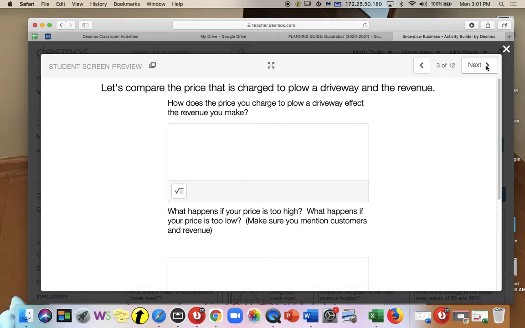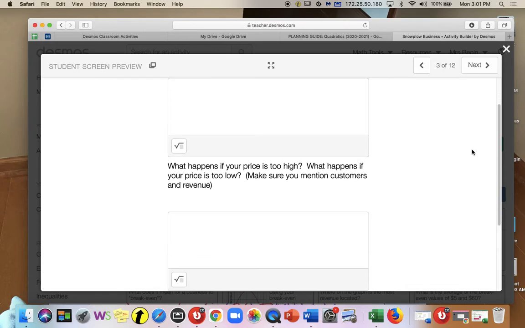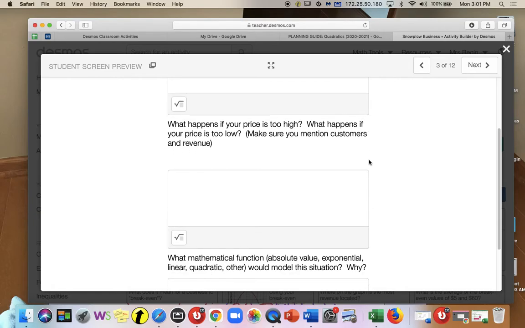All right, so step 3, let's compare the price that is charged to plow a driveway and the revenue. So the revenue is the profit that you make when you have a business. So this says, how does the price you charge to plow a driveway affect the revenue that you make? So if you're going to charge not that much, what do you think is going to happen? If you charge too much, what do you think will happen? Oh, that asks it right there. What happens if your price is too high? What happens if your price is too low? So go ahead and answer that.